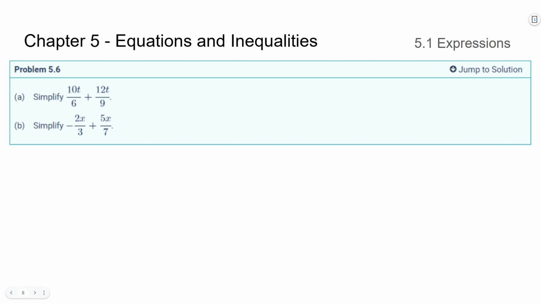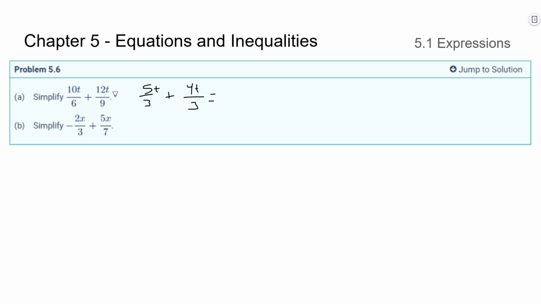All right, so back to fractions. You thought we were done. So 10t over 6 plus 12t over 9. Well, first of all, we can simplify these fractions. So we have 10 over 6. That can be simplified down. If we divide both by 2, we can say 5 over 3t plus, we can simplify this down also. We can divide both by 3, it'd be 4t over 3. They still have the same denominator, so that's okay.